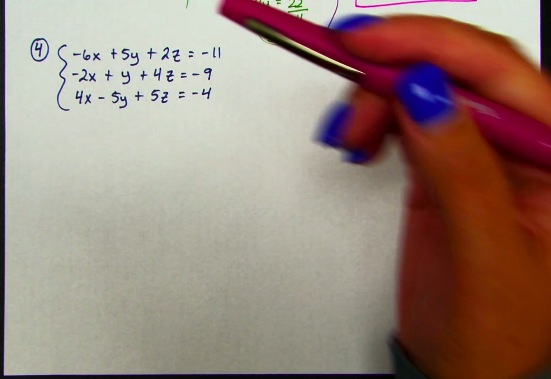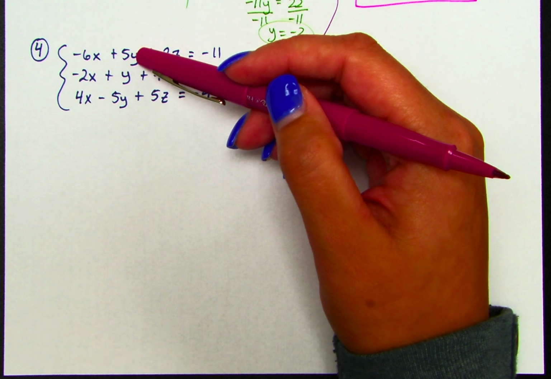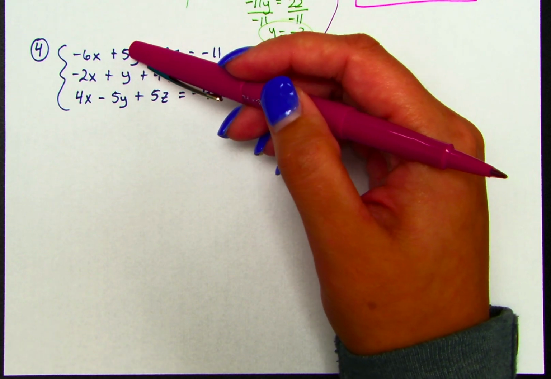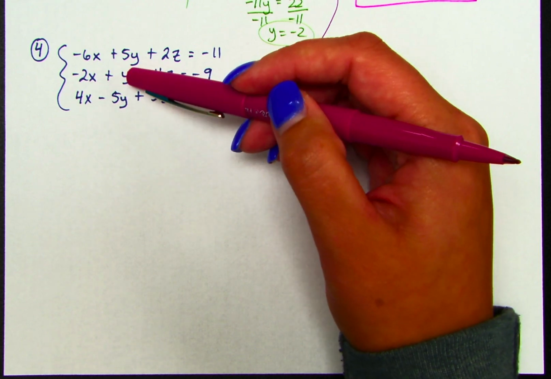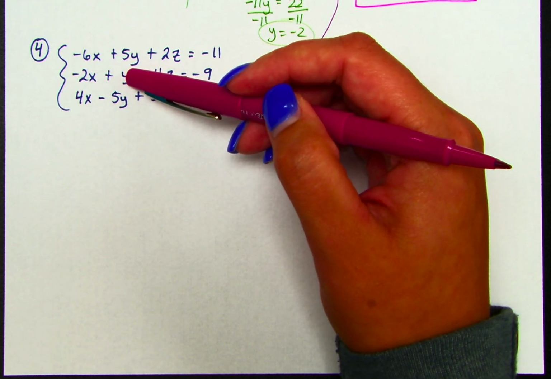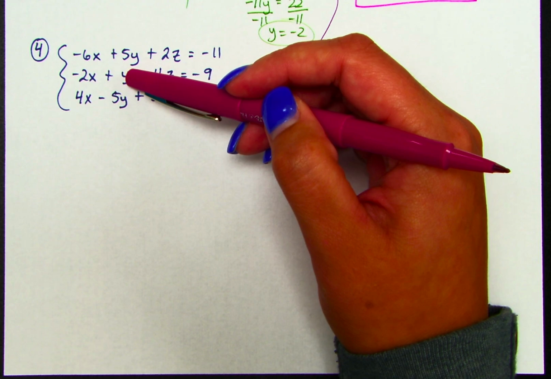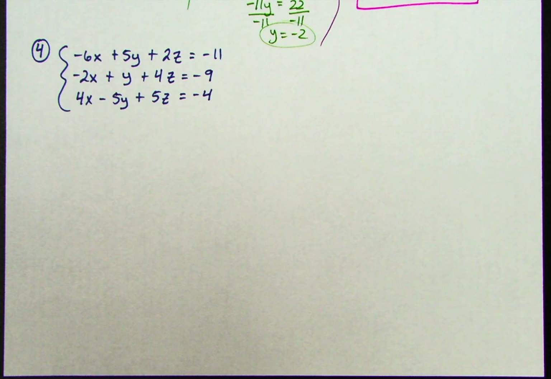So if I'm looking at this, I would choose to eliminate y because I can already add the first and third equation together without doing anything. And then it would be really easy to take the second equation times either 5 or -5 and then combine it with that first or third equation.